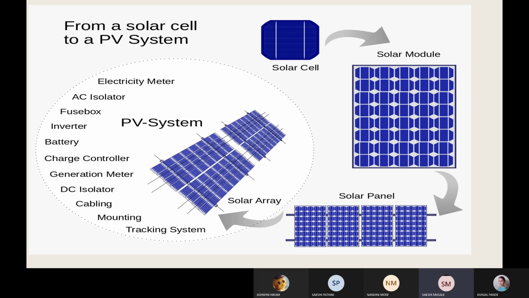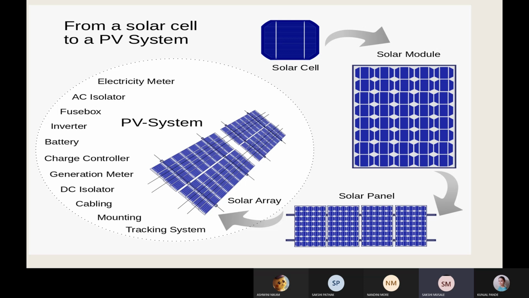Now we will see from a solar cell to PV system. Let's see how it will convert. First, the solar cell will convert into the solar module. We can see in the diagram how the solar module looks. After that, the solar module converts into the solar panel, which are the small packets we can see. After that, the solar panel will convert into the solar array. The PV system includes electricity meter, AC isolator, fuse box, inverter, battery, charge controller, generation meter, DC isolator, cabling, mounting, tracking system. This is the conversion of solar cell to PV system.